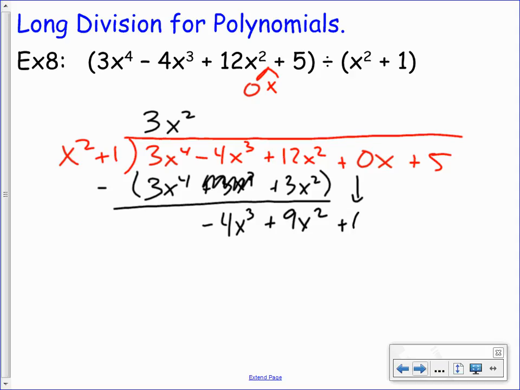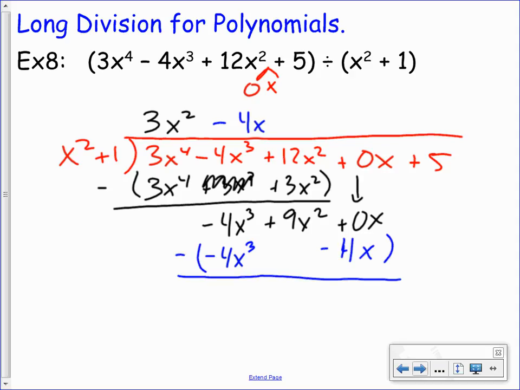Then bring down the 0x. Trust me, it's going to happen, because every other one is going to miss the second one since there's no x in this one. x squared times negative 4x, which makes this negative 4x cubed. It's always the same thing. Negative 4 times 1 is negative 4x. So put it under the 0x. Bring down the 9x squared. 0 plus 4x is 4x. And then just bring down the 5.